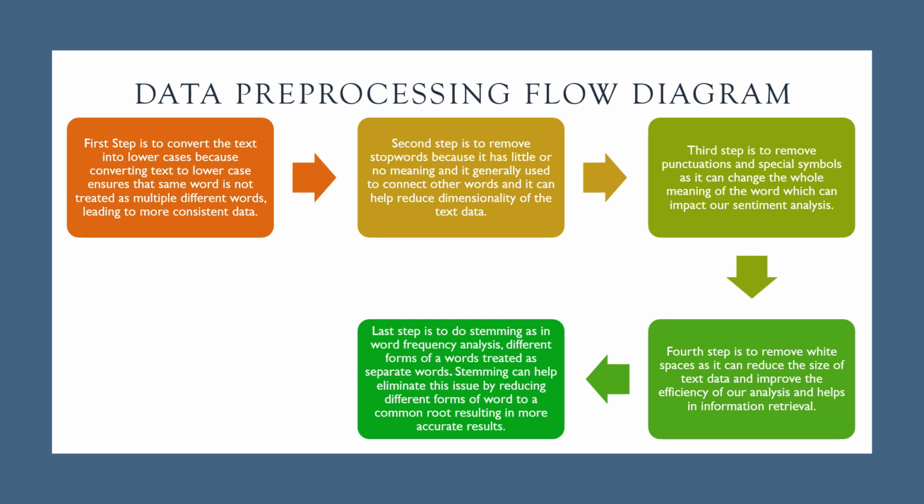Third step is to remove punctuations and special symbols as they can change the whole meaning of the word, which can impact our sentiment analysis. Fourth step is to remove white spaces as it can reduce the size of text data and improve efficiency of our analysis and helps in information retrieval. Last step is to do stemming, as in word frequency analysis, different forms of a word are treated as separate words. Stemming can help eliminate this issue by reducing different forms of a word to a common root, resulting in more accurate results.